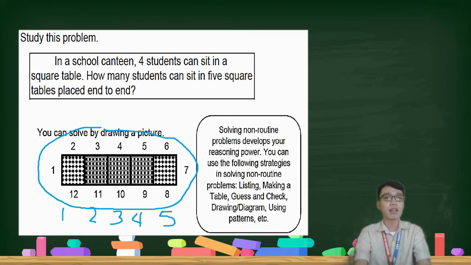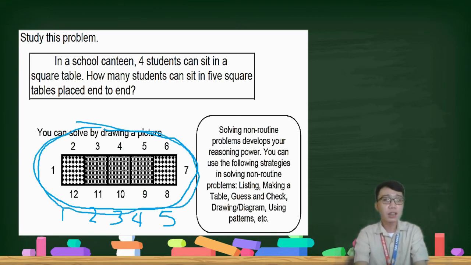Okay, going back to our topic. So we can solve by drawing a picture. Okay, since ang drawing dito, ang mga kaupo lamang na estudyante ay 12. So, 1, 2, and 3 lamang ang mga kaupo. Kailangan daw sa isang table ang mga kaupo ay 4. So, paano kaya ang arrangement niya?